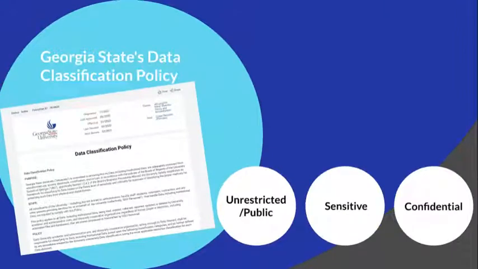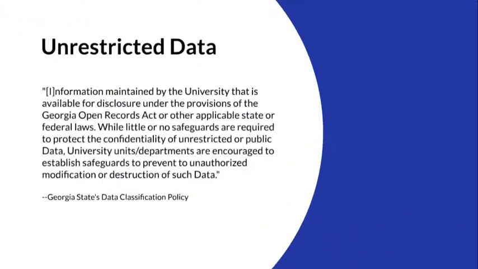Georgia State classifies data into one of these three categories: unrestricted, public; sensitive; and confidential. Let's delve into them. You can access the university's data classification policy by going to gsu.policystat.edu and searching for the data classification policy, or clicking the link on the DataGov site under the Policies and Procedures area.